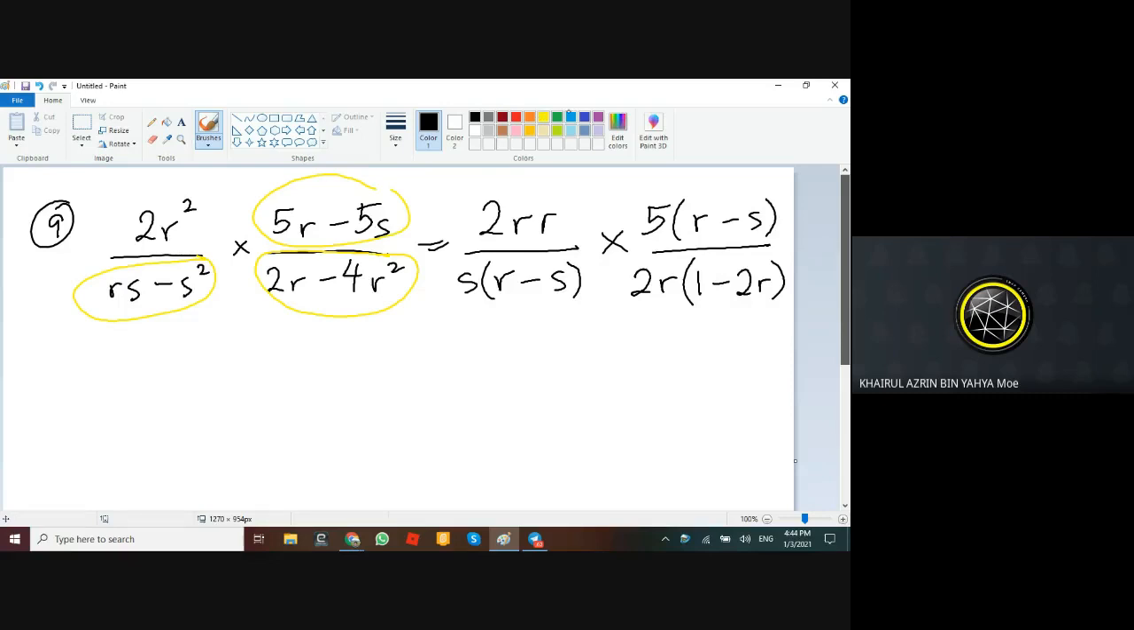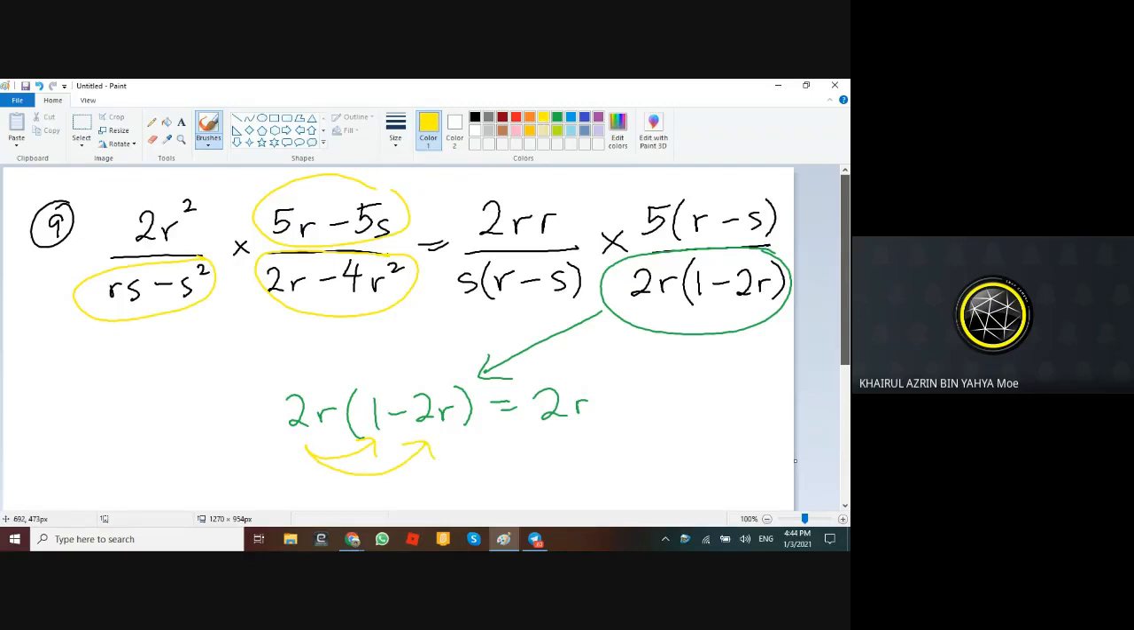For those who still don't understand this, let me expand. 2r times 1 minus 2r: 2r times 1 is 2r, and 2r times 2r is 4r square. And this is the same as the original. I hope you understand how I got 2r in front of the bracket 1 minus 2r.